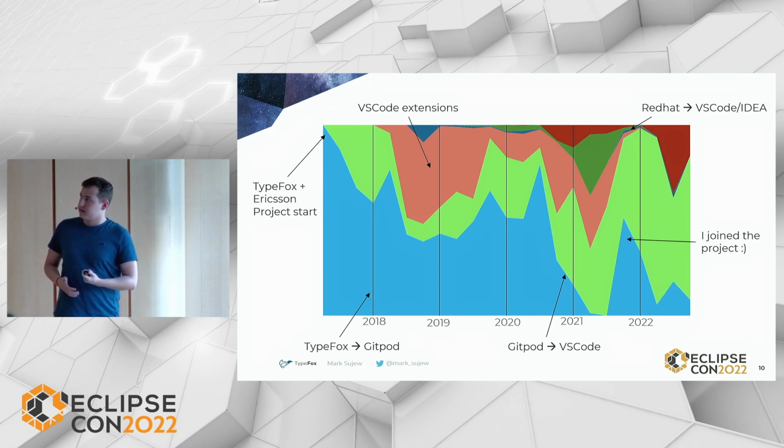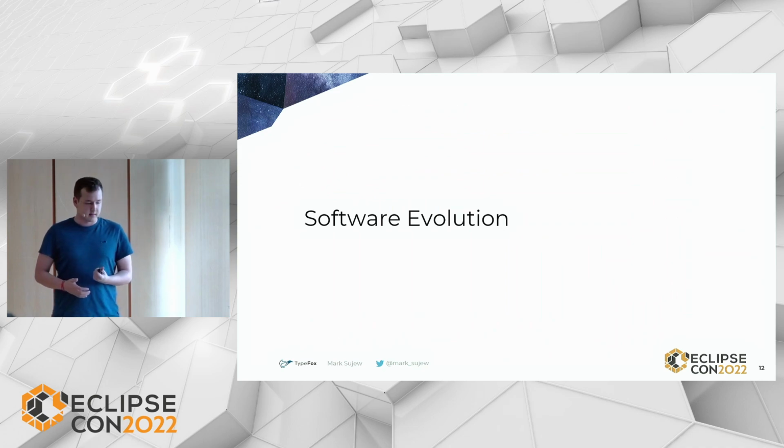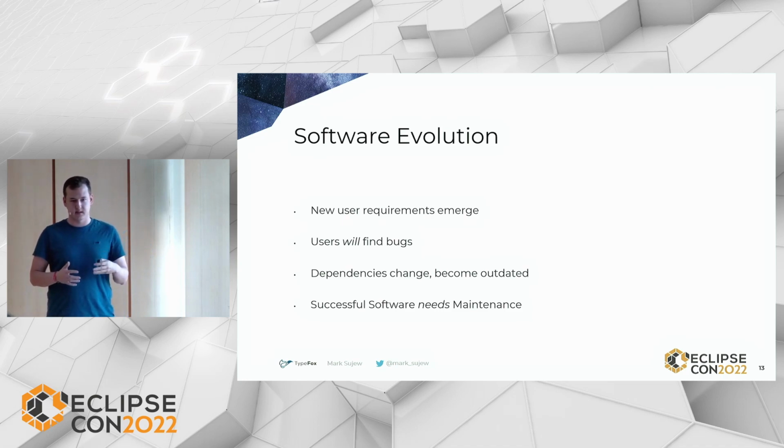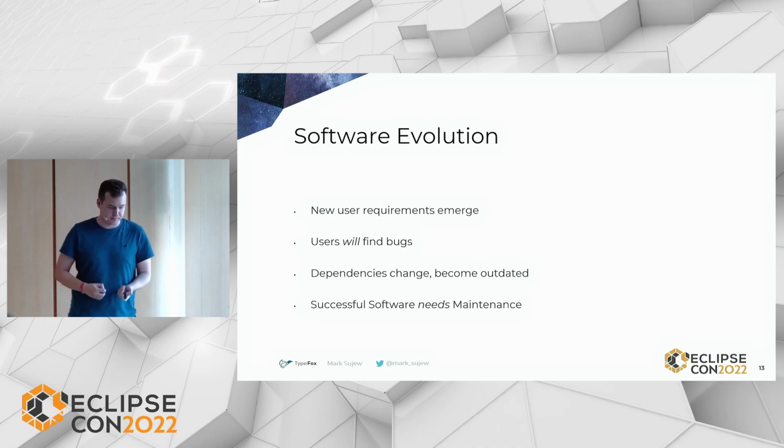Right, and with the project management stuff done, we're going to talk about software evolution and the more technical aspects of how projects evolve. So first off, the term software evolution basically describes that over time, if you have a product, new user requirements will eventually emerge. Users also will definitely find bugs somewhere in your application. Similarly, during all that time, dependencies will become outdated, insecure, and will need to be replaced or exchanged for a new version at least as well.